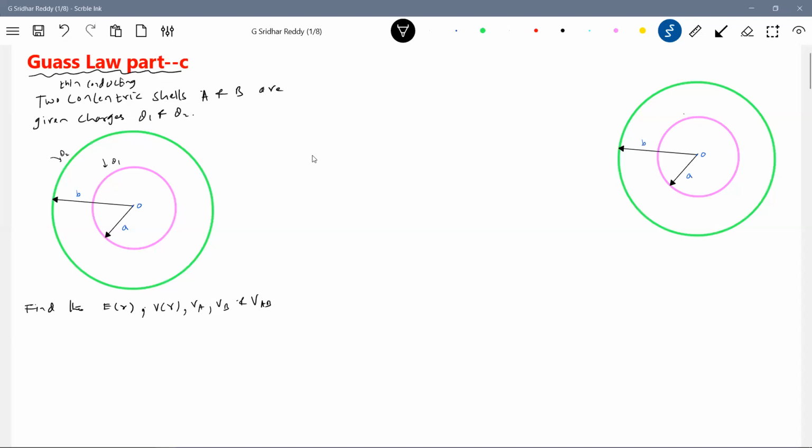Concentric shells A and B are given charges Q1 and Q2. What will be the electric field everywhere in the region, and also the potentials of individual shells and the potential difference? Everything has to be determined.